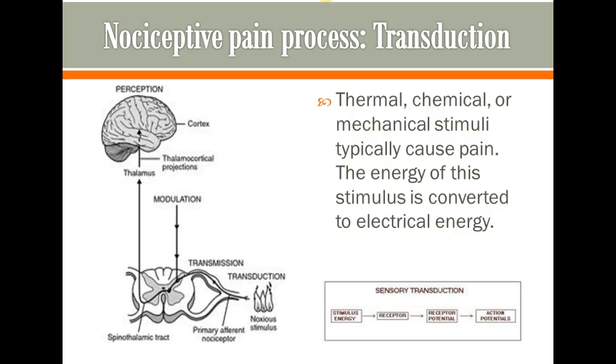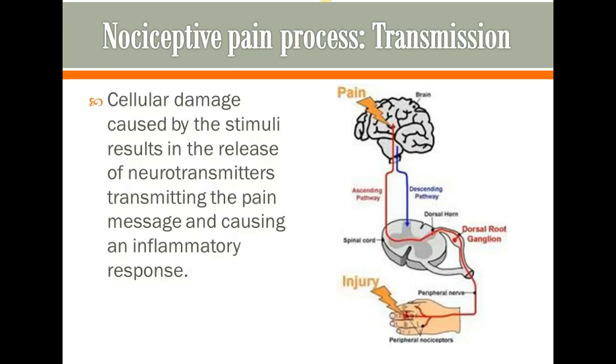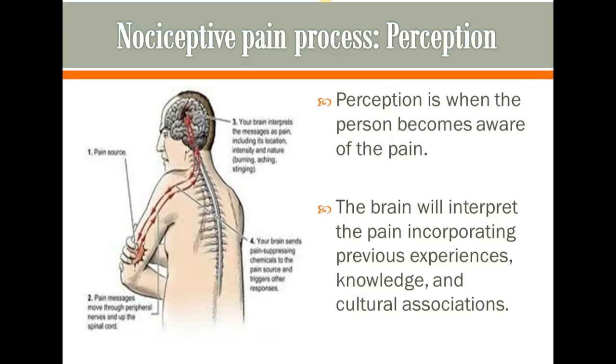With transduction, it's the action potential that sends the impulse of pain across a pain nerve fiber. In transmission, the pain message is spread through the surrounding tissue, starting an inflammatory response and travels to the spinal cord and finally the brain, where it reaches the cerebral cortex to be interpreted and processed. With the perception stage, this is when the person becomes aware of the pain. The reaction to pain is the physiologic and behavioral response that occurs after an individual perceives the pain. If pain is not transmitted to the brain, the person will feel no pain.